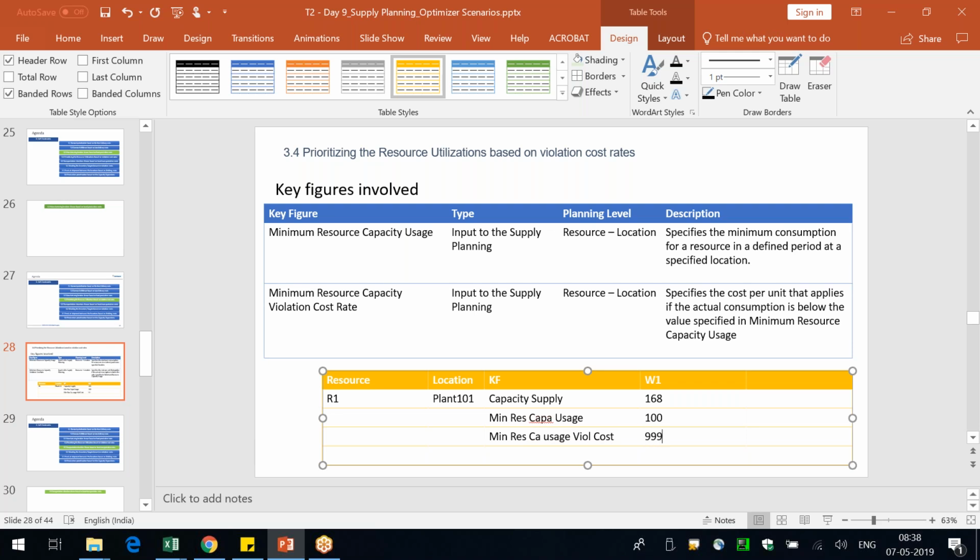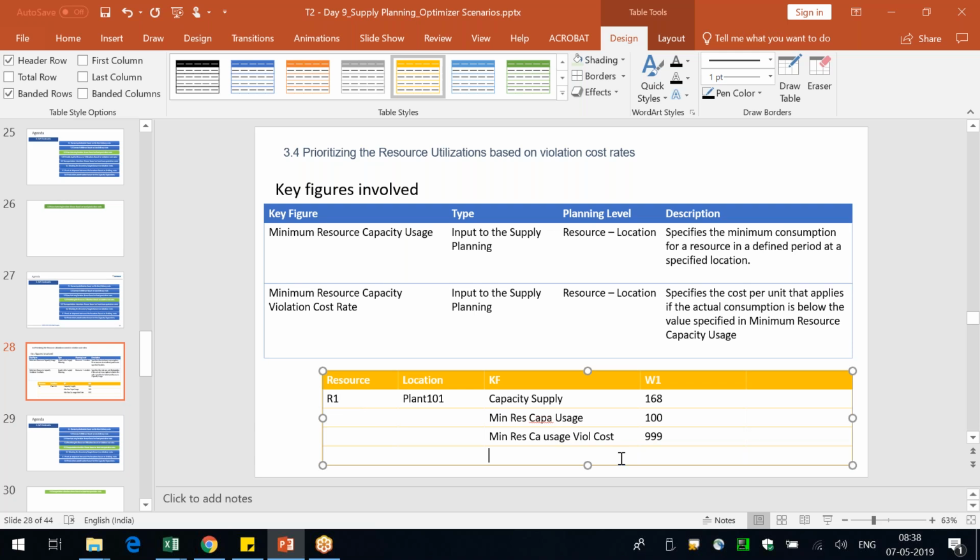You give a very high cost, that you are telling the system that on week 1 you do a minimum of 100, and now if you run it, the system gives the production receipts that are getting produced on resource 1. There could be 5 products that are getting produced on R1, and if you sum up the 5 products production, that would be equal to a minimum usage of 100.